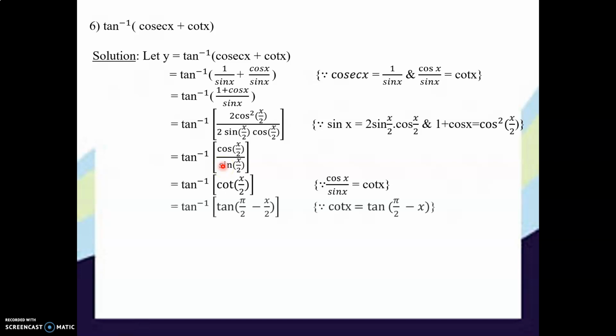Now we'll convert this function as tan of pi by 2 minus x upon 2. Now tan inverse and tan cancel. In the next step you will get y is equal to pi by 2 minus x upon 2. Now we'll take the derivative of this one. So derivative of pi by 2 is 0 and derivative of minus x upon 2 is minus 1 upon 2.